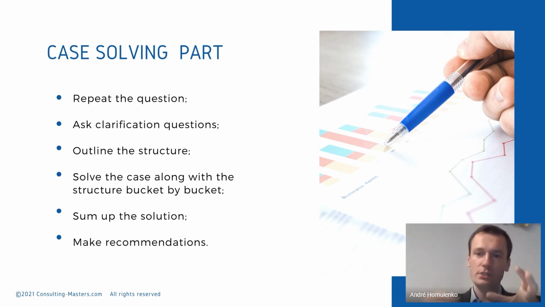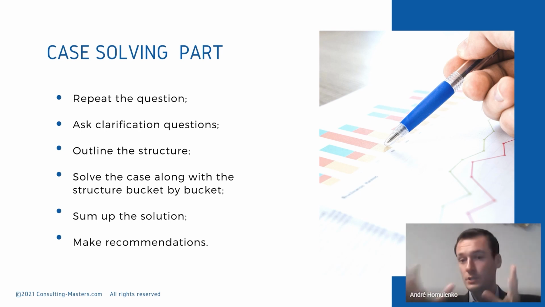Okay, then after you have clarified the questions and you are very clear about the objectives, the next essential step is to outline your approach or your structure. You say something like, can I take a minute to structure my thoughts and come up with an approach? And the interviewer usually says, yes, sure, go ahead. Then you take the time and try to outline it. I will tell you in more detail how to do that. After you have outlined the structure, present it to the interviewer and align it with him.